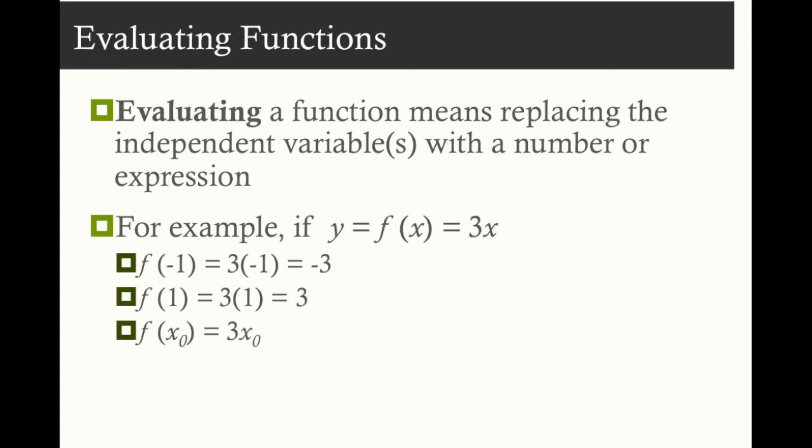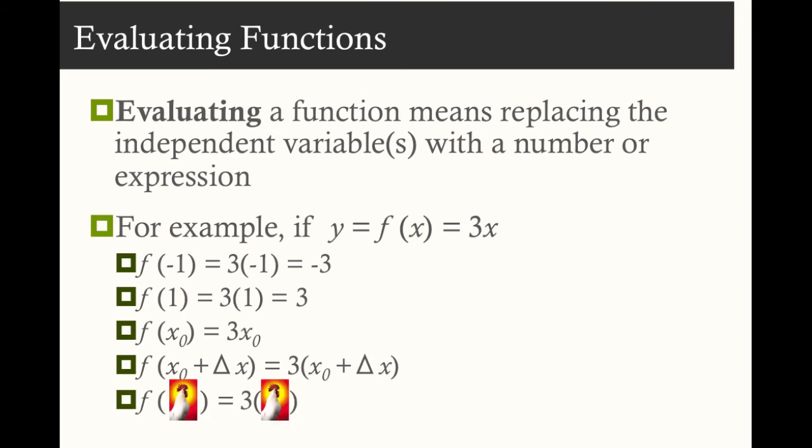We don't have to use numbers, we can use expressions. f of x sub 0 is equal to 3 times x sub 0. f of x sub 0 plus the change in x is equal to 3 times x sub 0 plus the change in x. And just to make the point more clear, f of rooster is equal to 3 times rooster. So in other words, evaluating a function just means replacing that independent variable or variables with a number or expression, usually not farm animals.